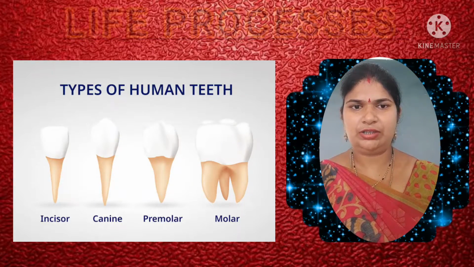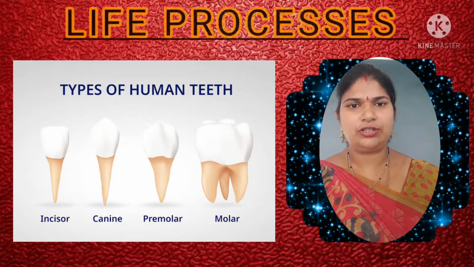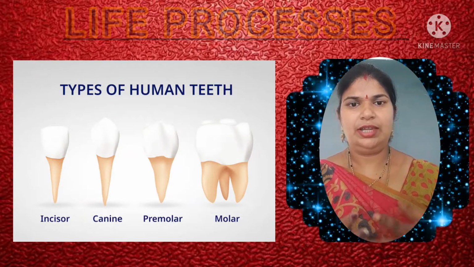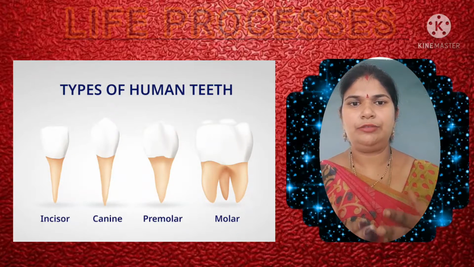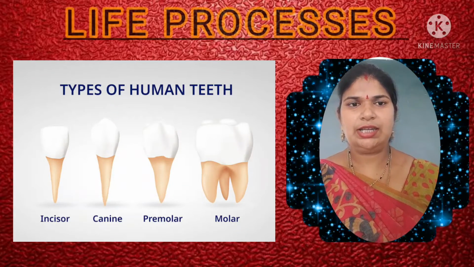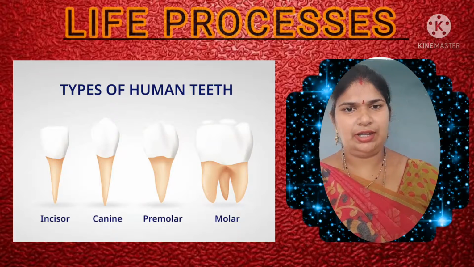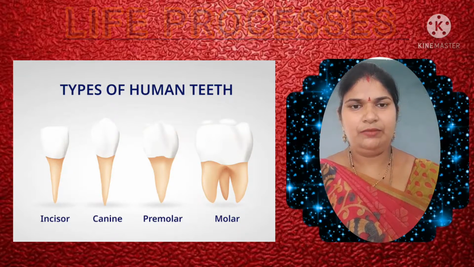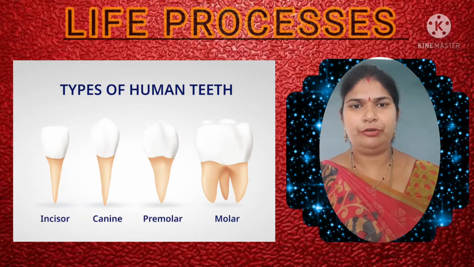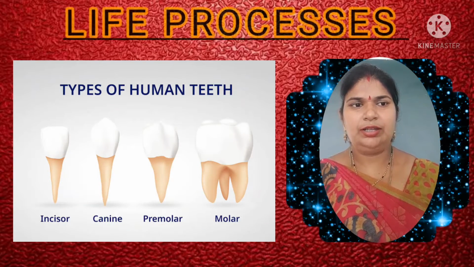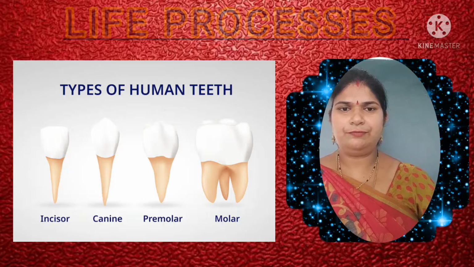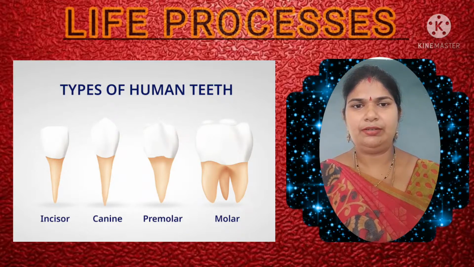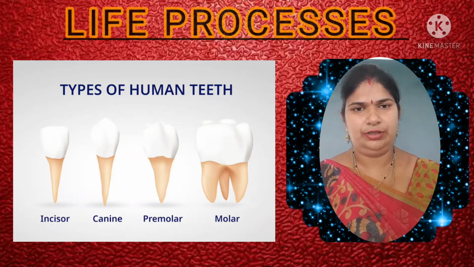The first teeth, incisors, are also known as biting teeth, children. Why? Because they incise or cut the food. The second type of teeth is canines. They are called tearing teeth, because they tear the food. And the third one is premolars, children. Premolars help in chewing and grinding the food.